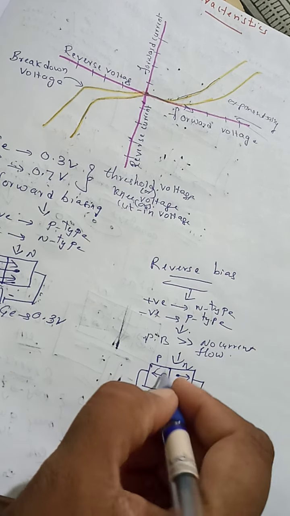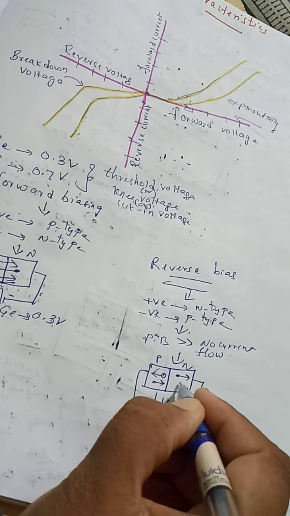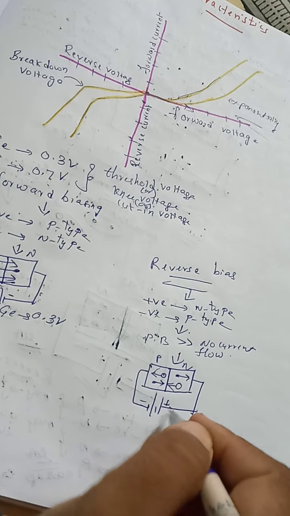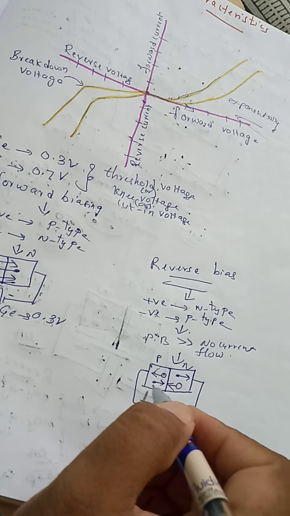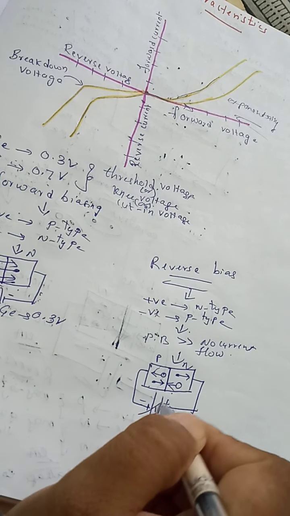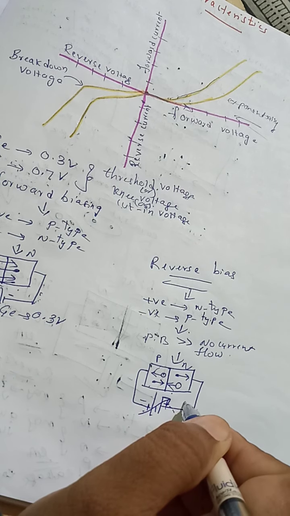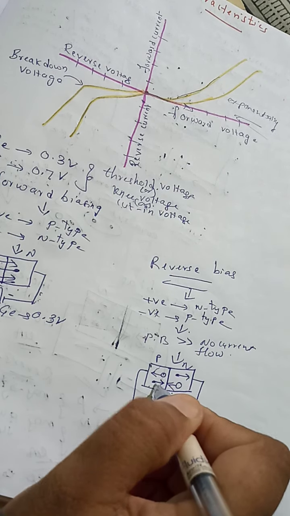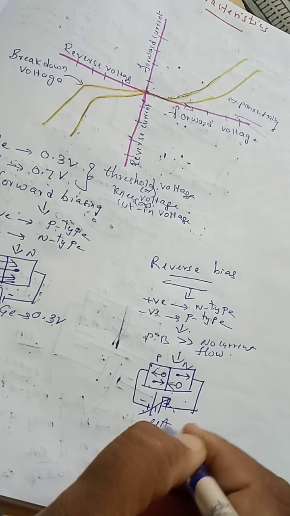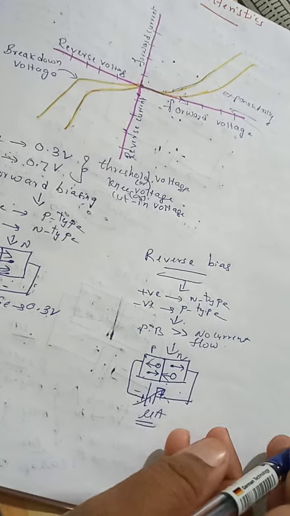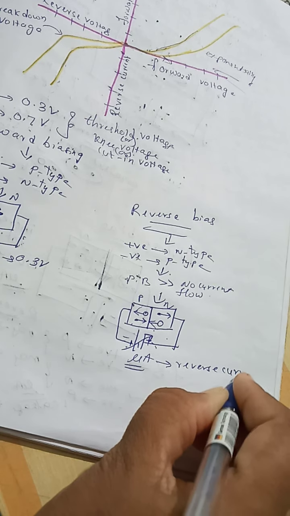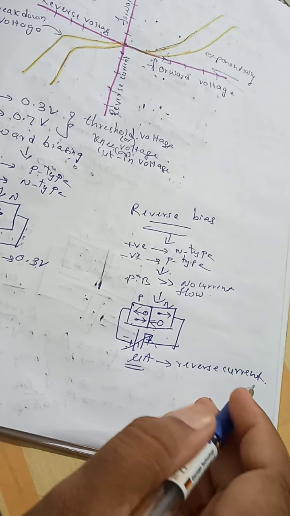That current is due to minority carriers present in P and N type. Now due to this reverse connection, minority carriers move towards the junction, and as you go on increasing this reverse voltage, these minority carriers overcome the potential barrier and a small current of some microamps flows across the junction, and this current we call it as reverse current.